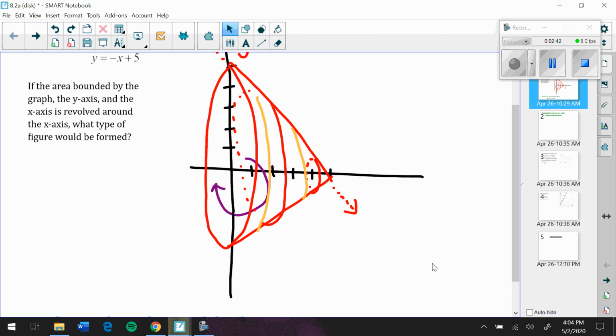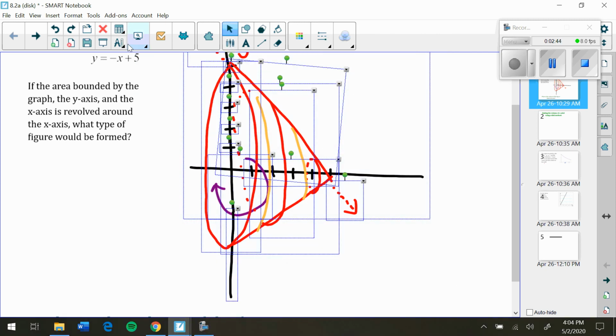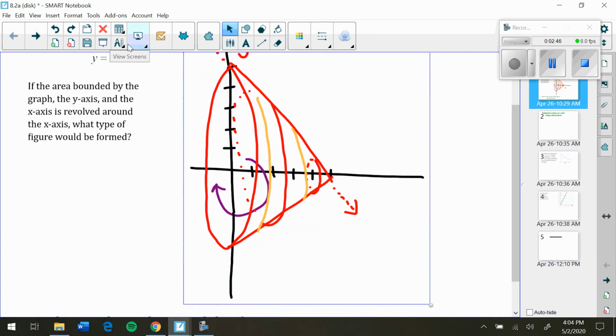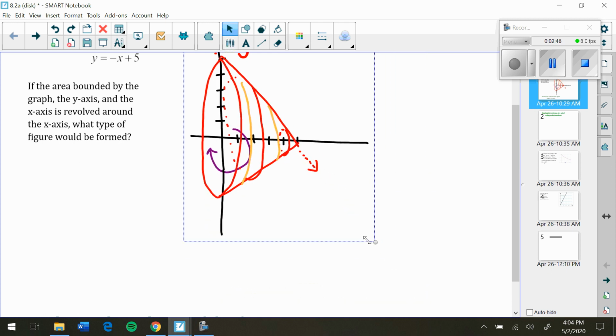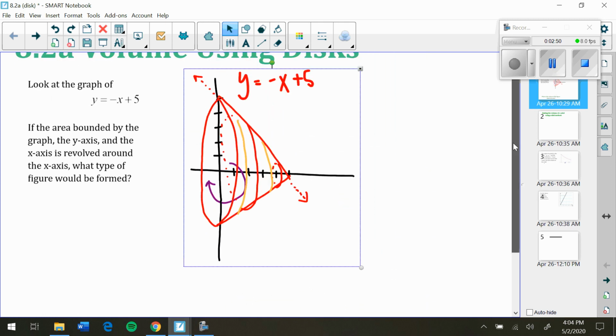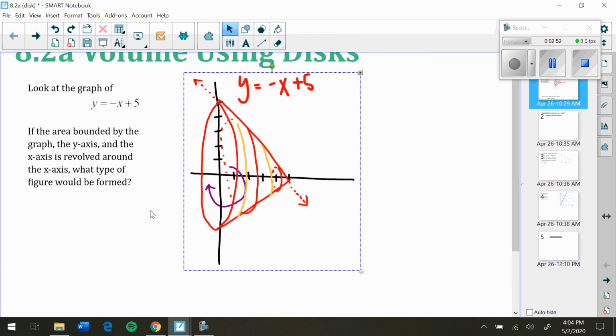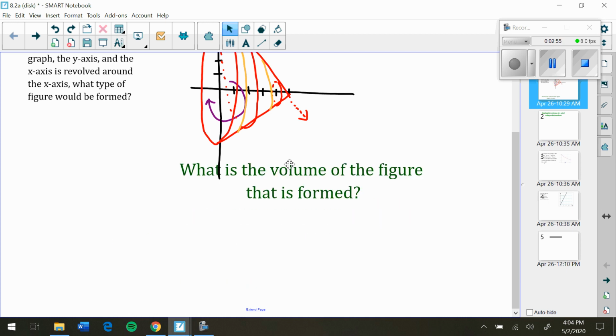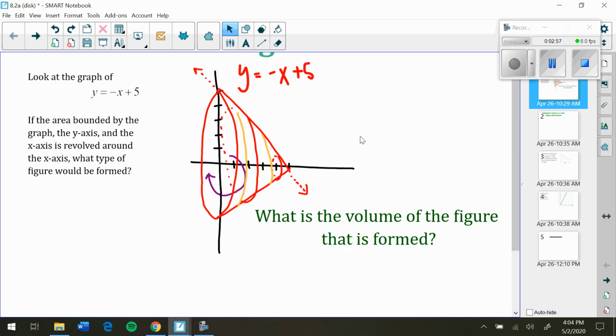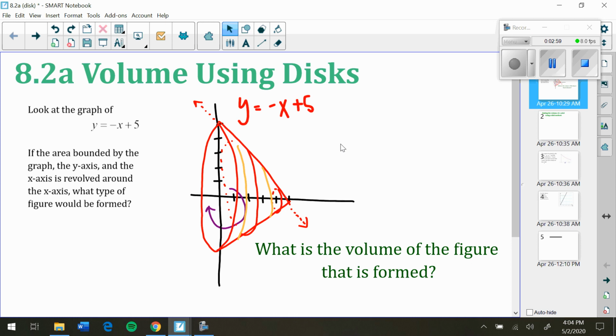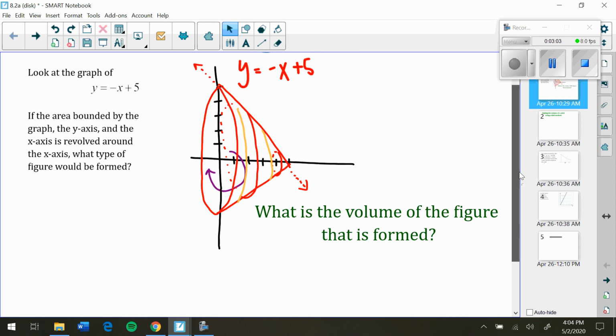This is not the question at hand, not what is the shape. Well, I guess it was the question at hand, but it's not really the one we are super interested in. The question is really, what is the volume of this thing? What is the volume of the figure that is formed? Now, that seems like a fairly challenging question to answer, but it's really not. If we use some calculus, we're going to be able to answer this question fairly quickly.